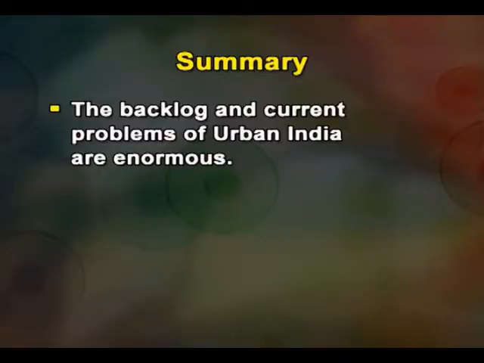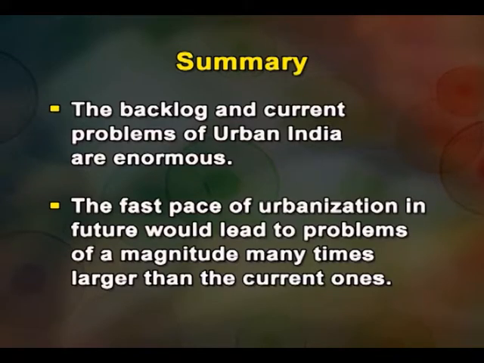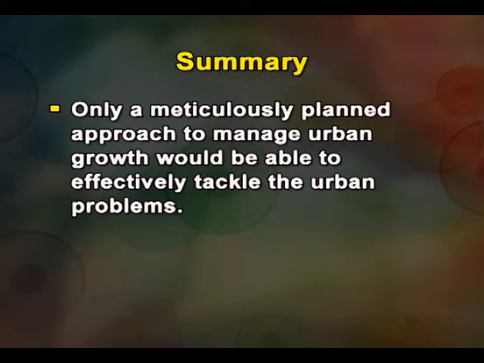We have discussed the importance of the 74th Constitutional Amendment and the growth of urban cities because of industrialization and commercialization and because of migration and other things, and what the existing problems are in urban administration. All these aspects we discussed. The backlog and current problems of urban India are enormous. The fast pace of urbanization in future would lead to problems of a magnitude many times larger than the current ones. Only a meticulously planned approach to manage urban growth would be able to effectively tackle the urban problems.